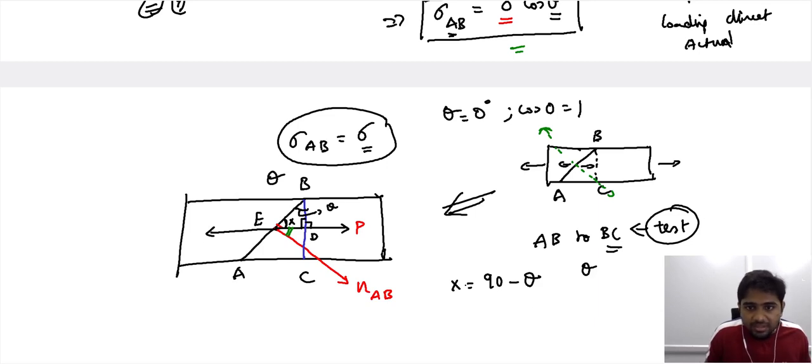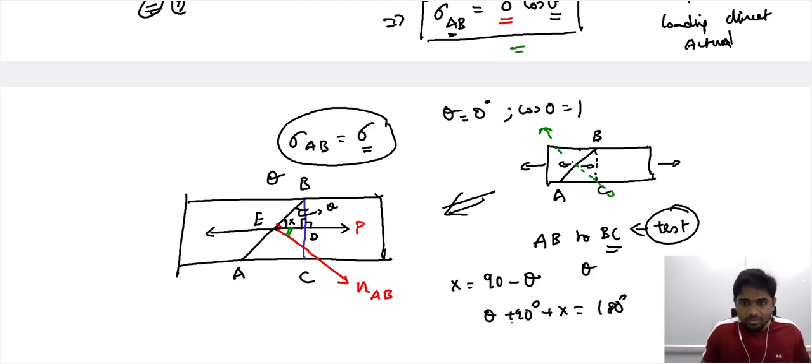So therefore, since theta plus 90 degrees and this angle that has been mentioned as x should be equal to 180 degrees. So the sum of all these should be 180 degrees. What we would end up having is x is nothing but 90 minus theta. So this x is 90 minus theta.